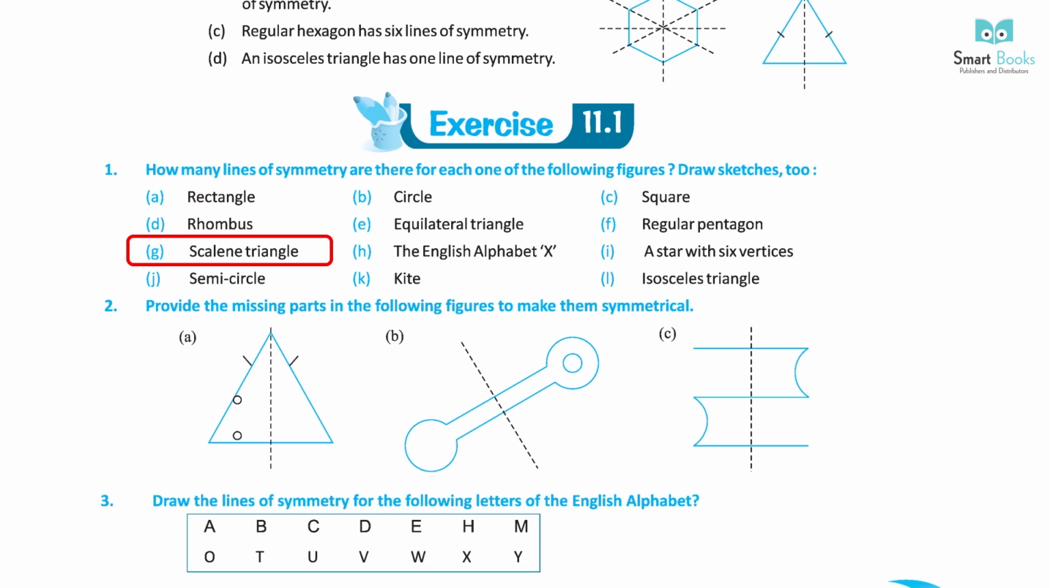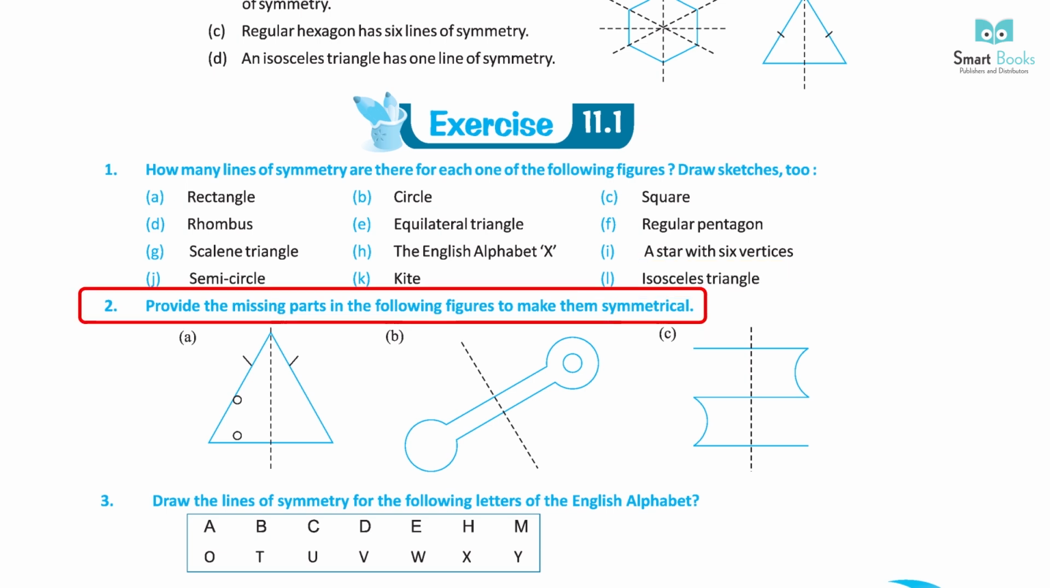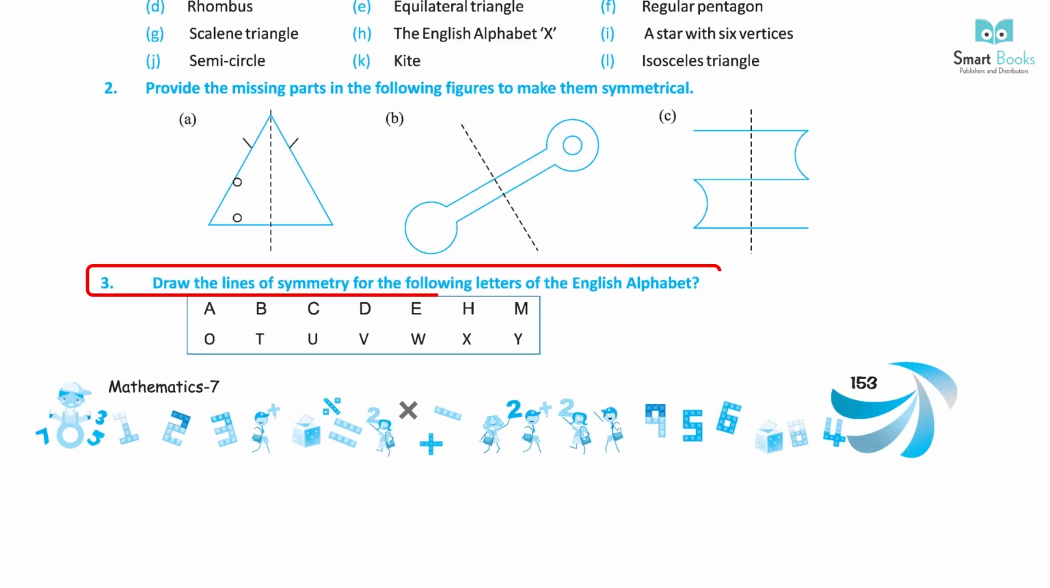H. The English alphabet X. Solution 2. I. A star with 6 vertices. Solution 6. J. Semicircle. Solution 1. K. Kite. Solution 1. L. Isosceles triangle. Solution 1. Question 2. Provide the missing parts in the following figures to make them symmetrical. Question 3. Draw the lines of symmetry for the following letters of the English alphabet.